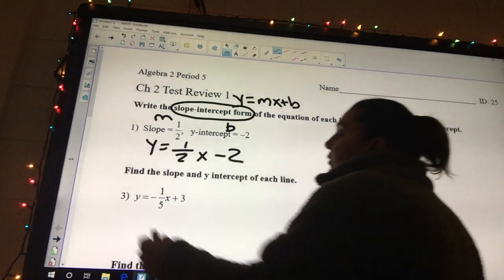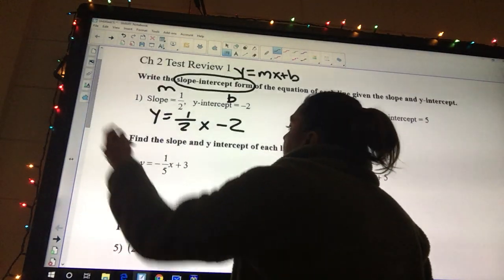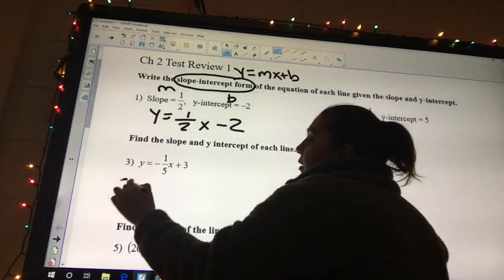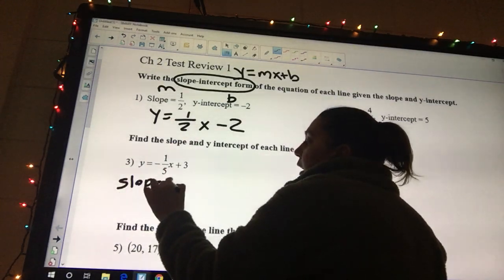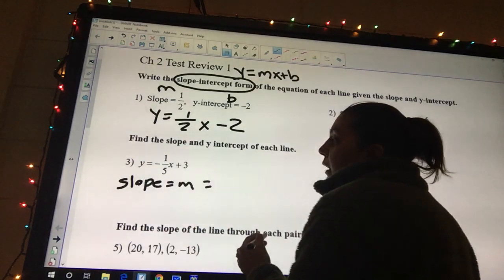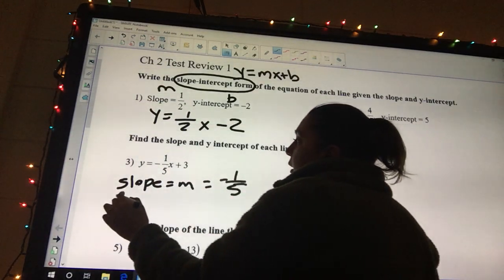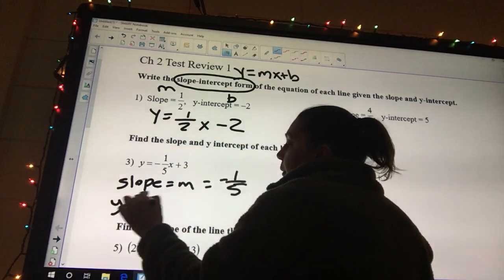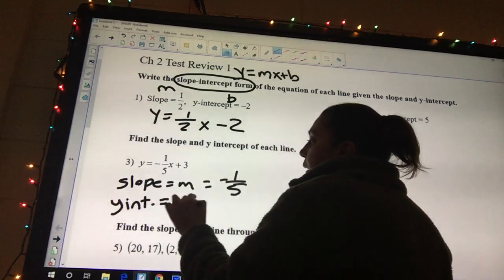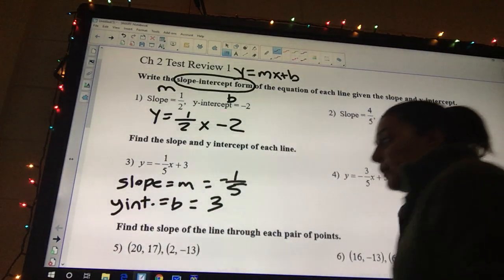The next one says find the slope and the y-intercept of each line. So my slope, we always use the letter m, and in this case, the slope is -1/5. And then I need my y-intercept, and that's always the letter b, and so that one's going to be 3.